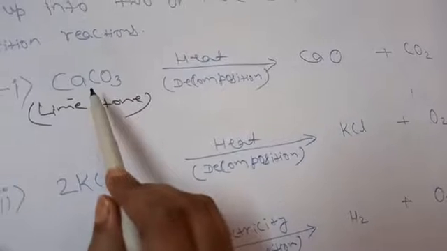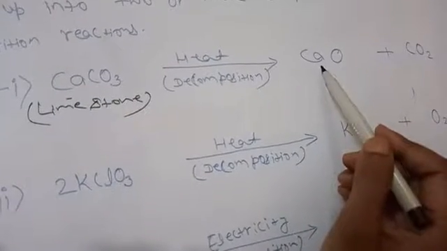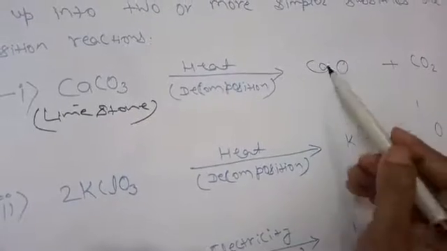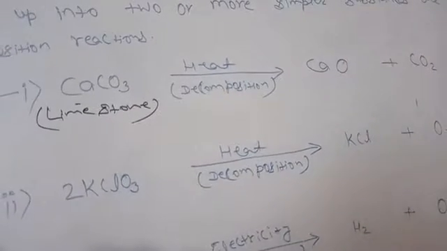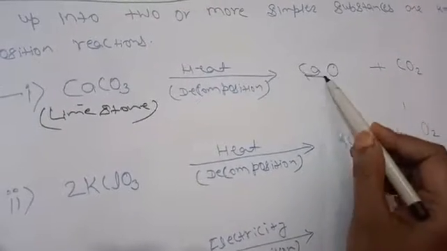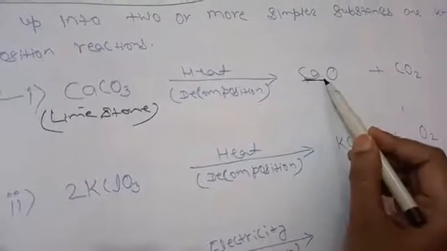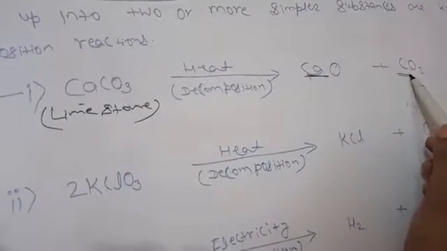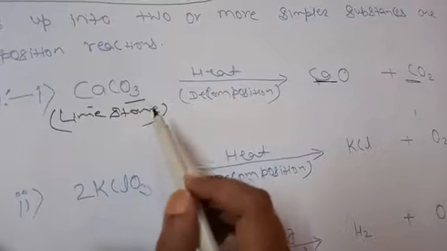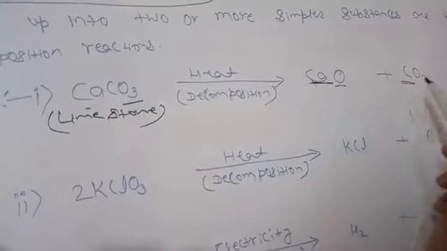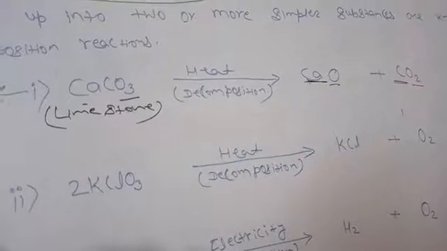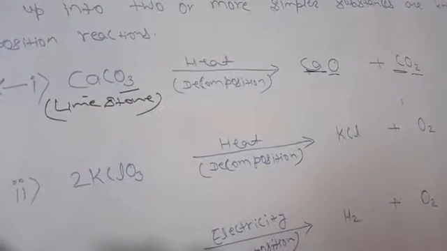We will talk about the carbon. Here it is one atom of carbon, and here it is also one atom of carbon. Now oxygen: here it is three atoms of oxygen, and in the RHS also 1 plus 2, a total of 3 atoms of oxygen is present.